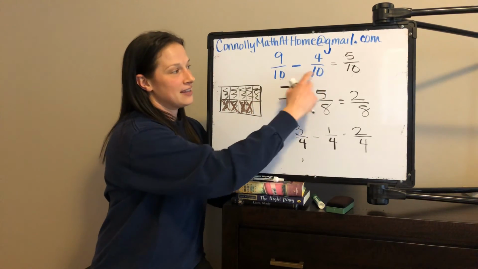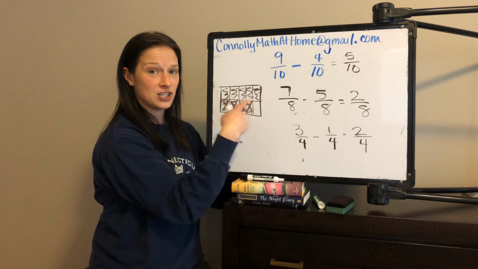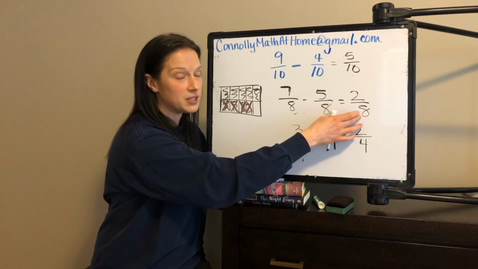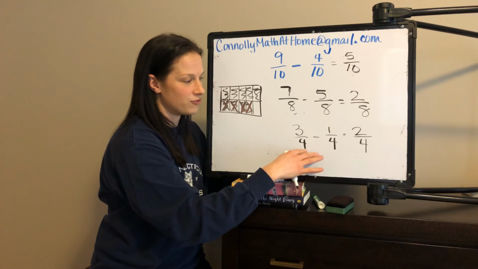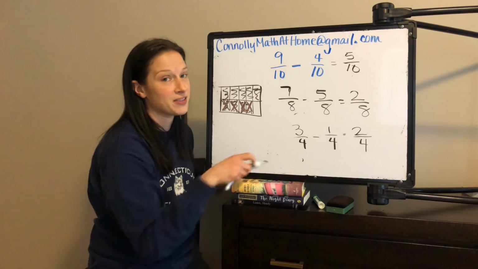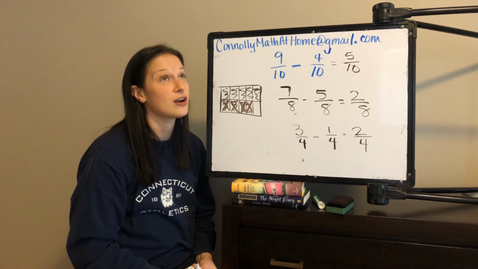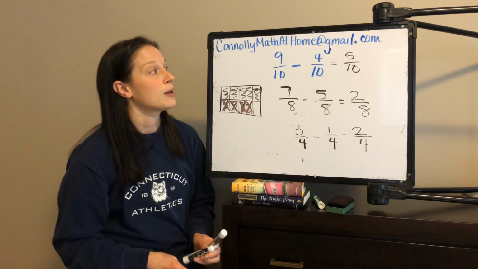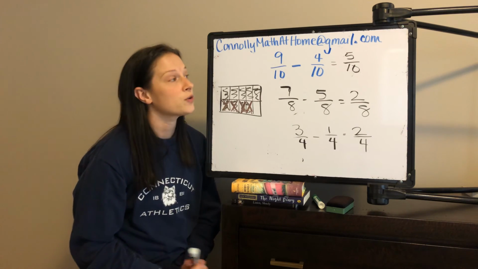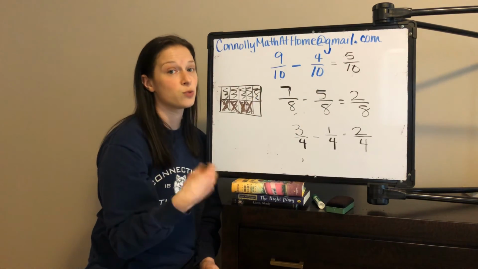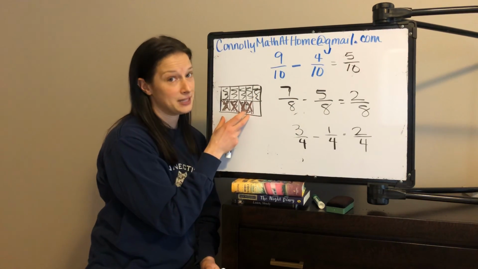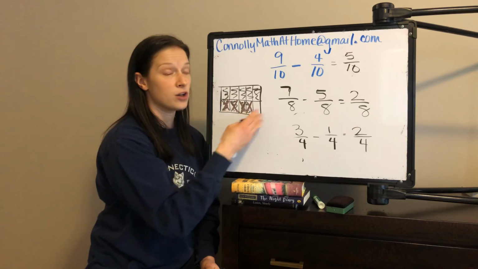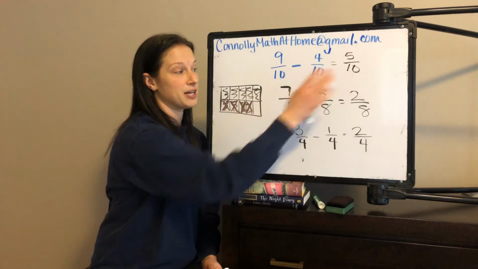So tenths, tenths, tenths, and you see it, nothing is changing about the size of the pieces over here. Eighths, eighths, eighths, nothing changed about the size of the pieces, and then fourths, fourths, fourths, nothing changed about the size of our pieces, so the denominator does not change in addition and subtraction. So the thing that does change is the numerator, because the number of pieces is what we're manipulating here. We had 9 pieces. We took away 4 pieces, now we have 5 pieces left. They're all tenths, they're all the same size, the denominator does not change.